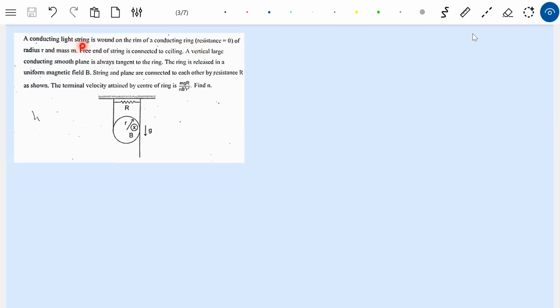A conducting light string, this is the string, is wound on the rim of a conducting ring of radius r and mass m. Resistance of this is zero. The free end of the string is connected to the ceiling. A vertical large magnetic field is present. It is wound like this. The terminal velocity attained by the center of the ring is?